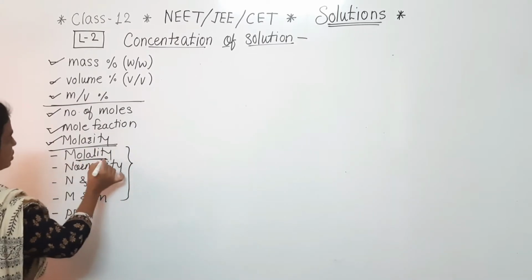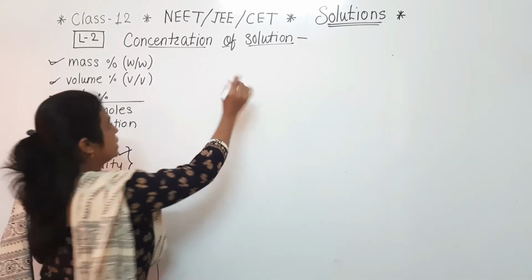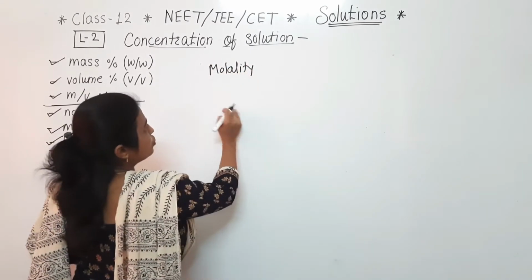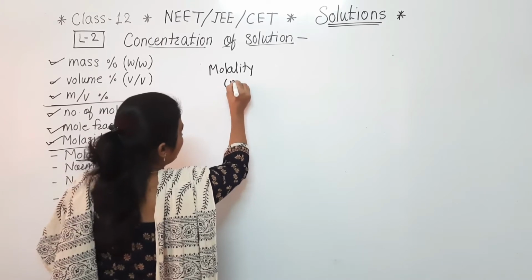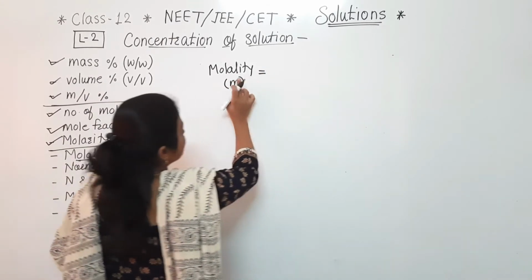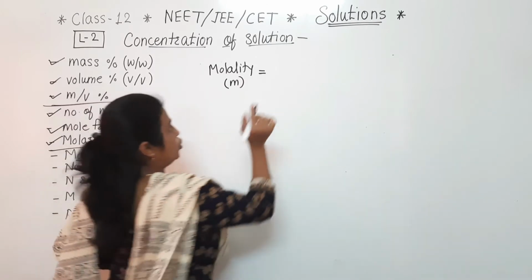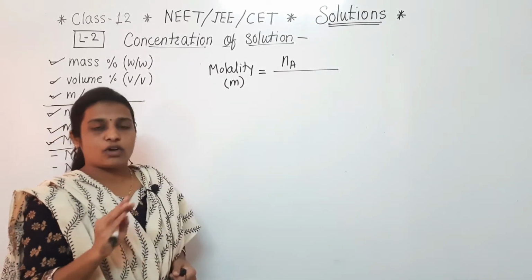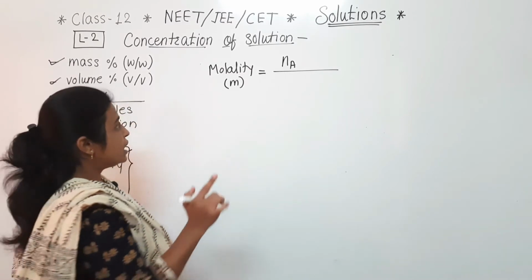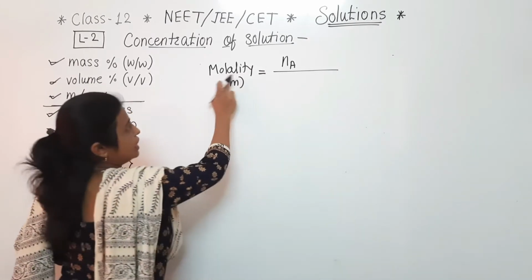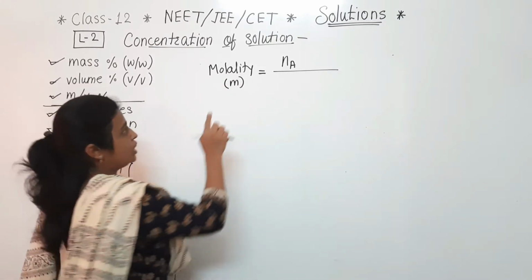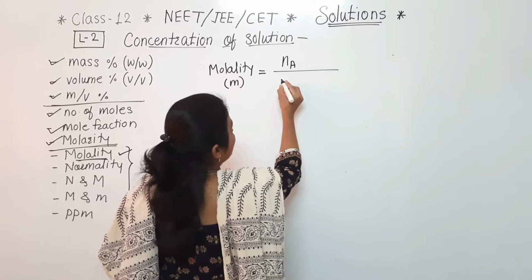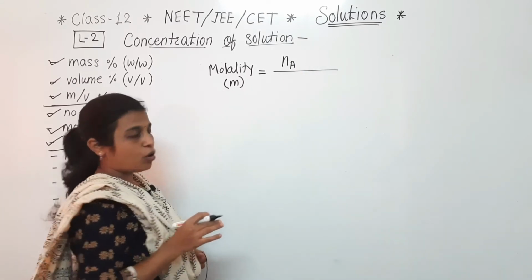Next formula, first we are going to start with the molality. So what is the definition or the formula of molality? Firstly, the symbol of molality is small m. If we consider its definition, it is the number of moles of solute present in 1 kg of the solvent, or per kg of the solvent. If 1 kg of solvent is there, then it is a 1 molal solution. So molality is the number of moles of solute present per kg of solvent.